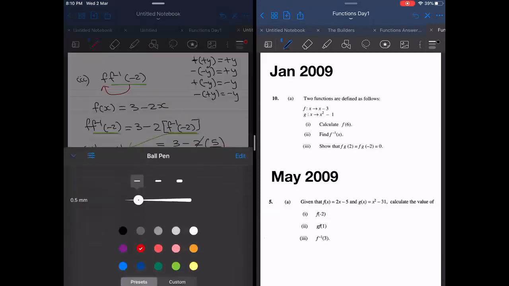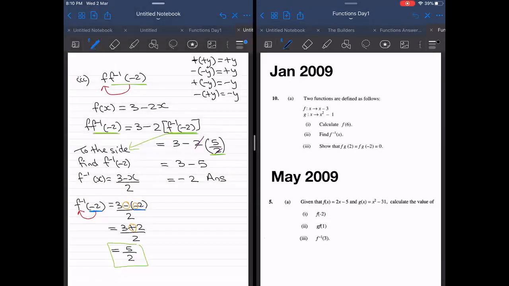So then you want to think, do I even know what f inverse is? And then you realize that from the second part of the question, you had already found f inverse. So all this means is that wherever you see x in f inverse, you're going to put -2. Are you guys with me up to that point? Following the logic?